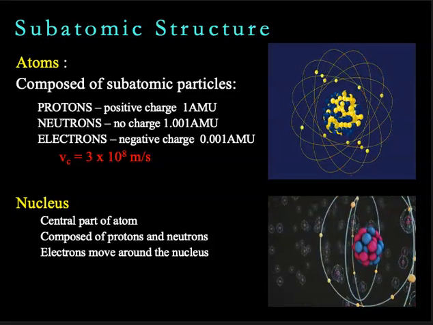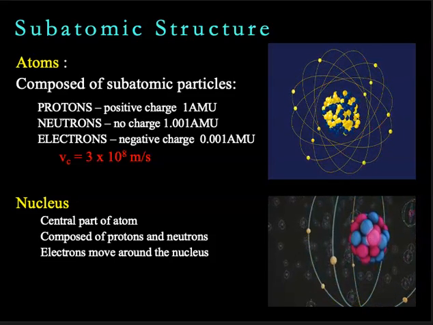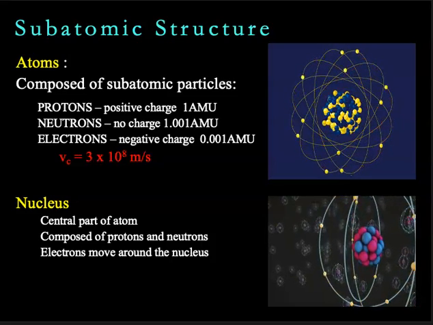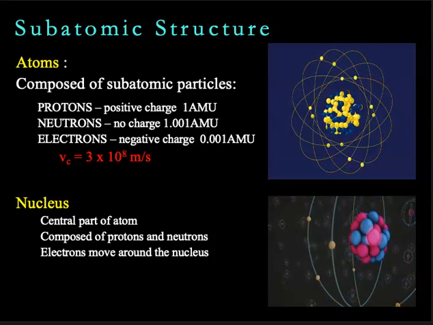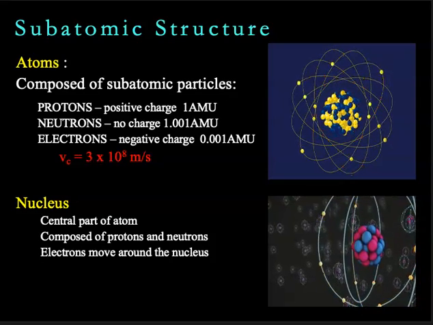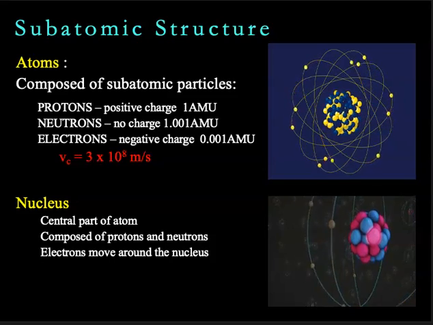Well, anyway, the nucleus is the central part of the atom. It's composed of protons and neutrons, and those electrons are moving around in discrete orbital shells at a discrete distance, and there's multiple orbital shells, and that's what we call the Bohr model. All right, this is the Bohr model of the atom. Those shells have specific names.